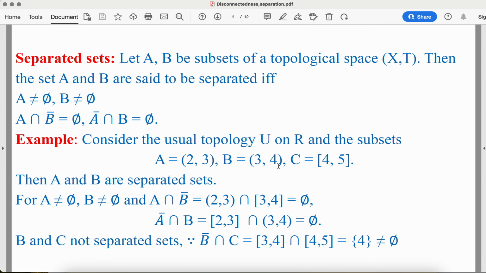But B and C are not separated sets. Why? Because here B and C are non-empty, but the closure of B is the closed interval [3,4] and C is [4,5].